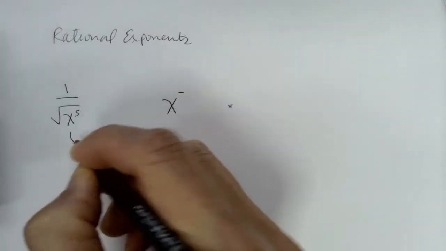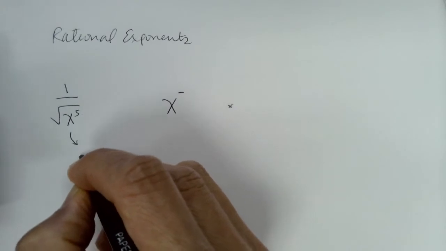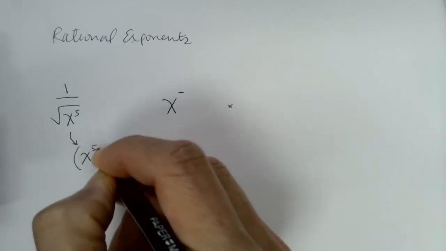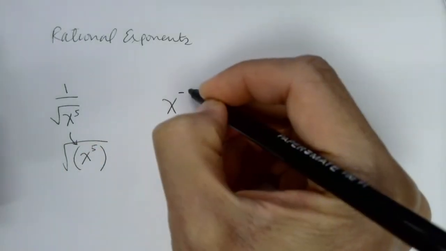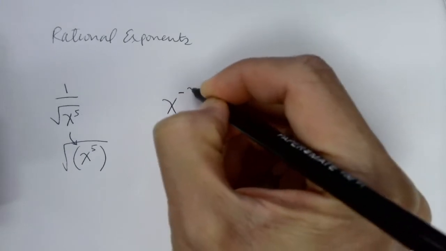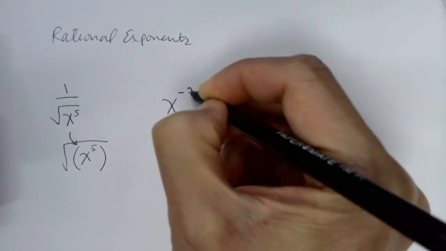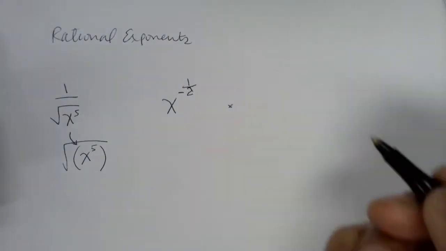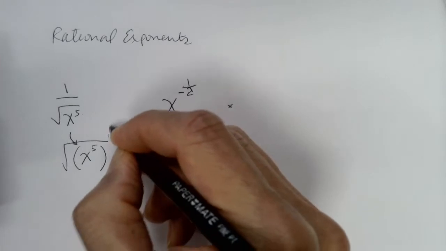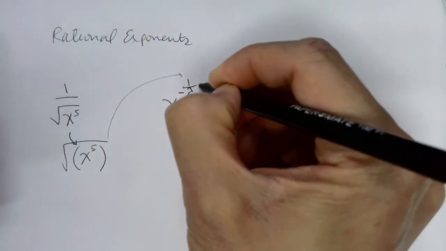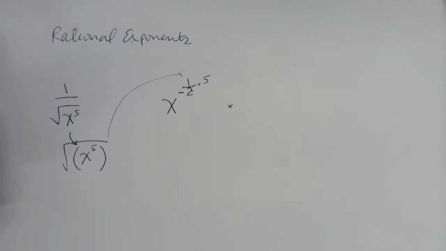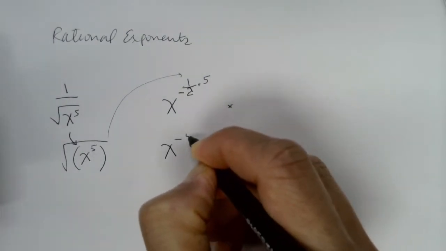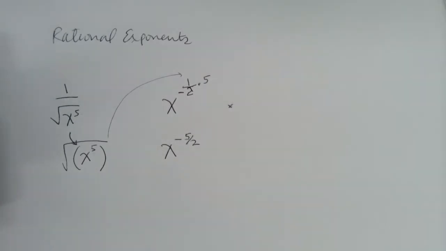So I could write this as x to the 5th power, and then I'm taking the square root. So those ideas would be contained by one half for my square root, so that's this, and then 5 for the 5th power. In other words, this is x to the negative 5 over 2.